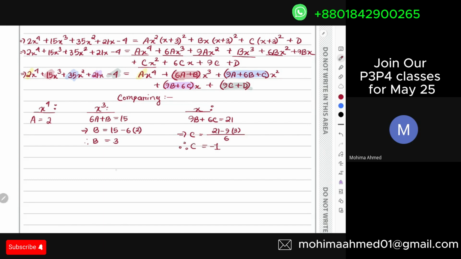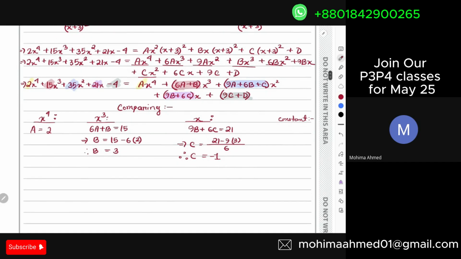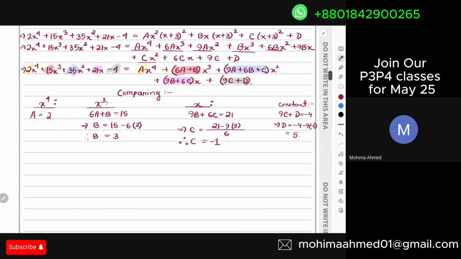If the value for your c is minus 1, then you go for the constant value. Constant, you get 9c plus d is minus 4. So you again get the value for d as minus 4 minus 9 times minus 1, right? So you basically have minus 4 plus 9, which is 5. So you get the values for a, b, c, and d.